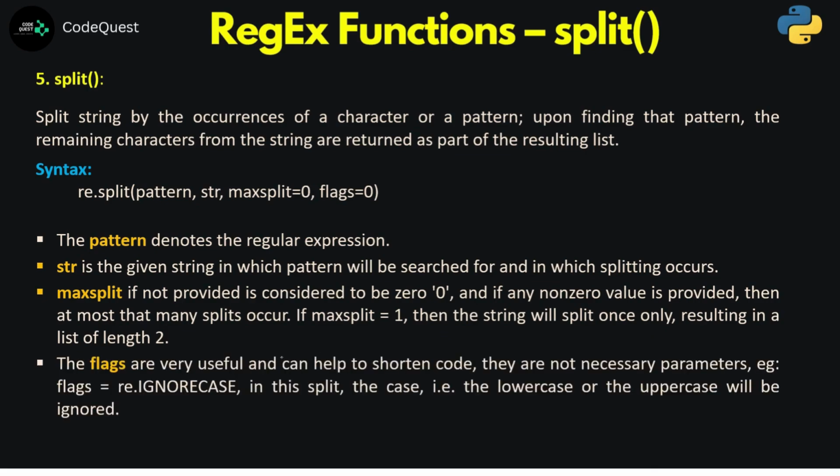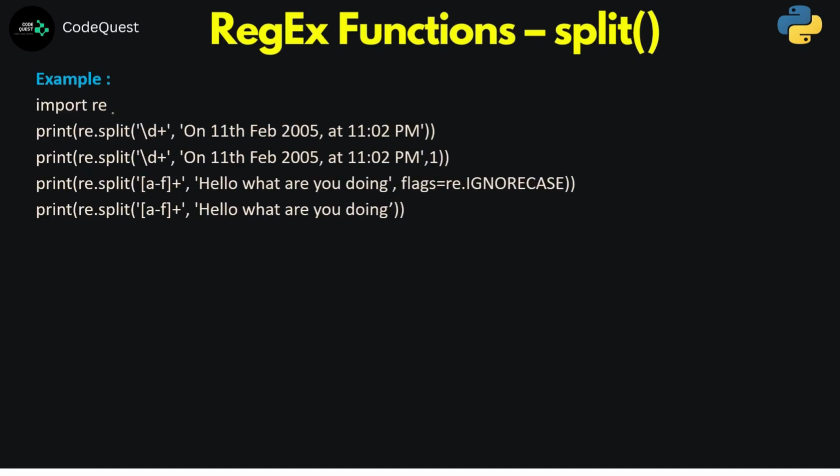Now coming to flags, if you want to ignore the case during the split, we can take the help of this. Now, let's see this example. We have imported the re module, and here I'm calling the split function. The pattern \D+, where \d indicates decimal digits and plus indicates one or more occurrences. So whenever a digit is found in this string, the split has to happen.